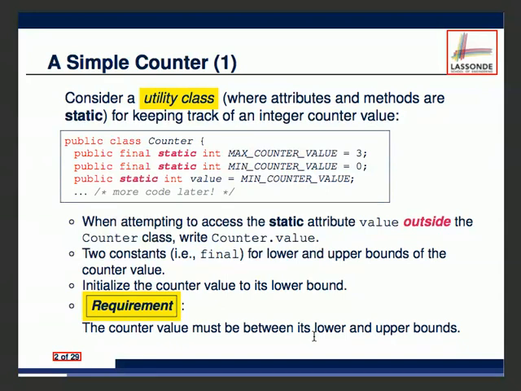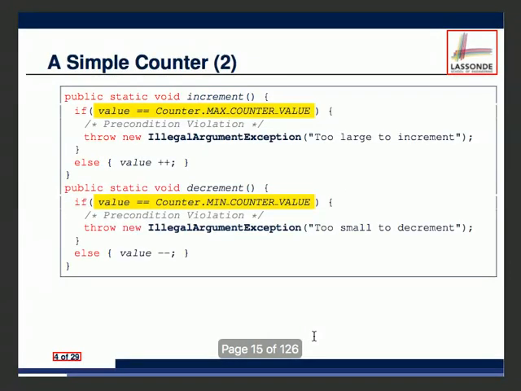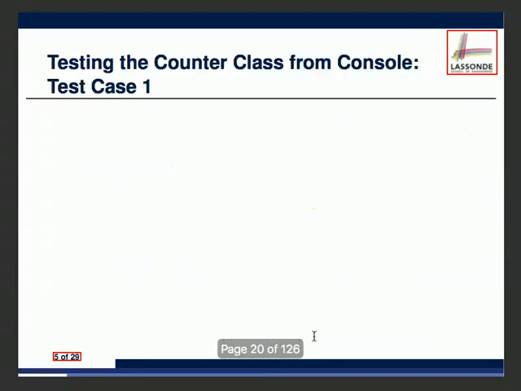If no question, I will go on. Okay, for simple counter, we got these 2 methods, increment and decrement. So now let's see how we can test. We got 3 attributes and 2 methods. It's a very simple class. How do we test this class?